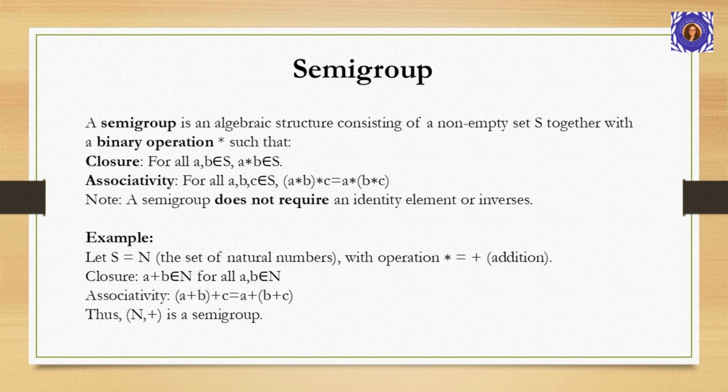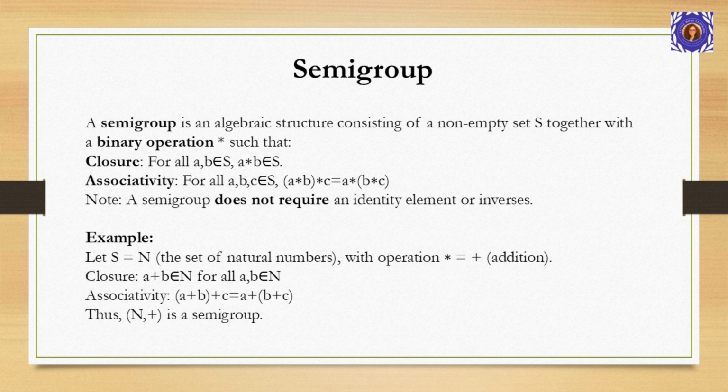First, closure. For all a, b belonging to S, a star b also belongs to S. This means that when we combine any two elements from our set using our operation, the result is still in the set. Second, associativity. For all a, b, c belonging to S, the expression a star b star c equals a star the quantity b star c. In other words, it doesn't matter how we group the operations, the result is the same. It's important to note that a semigroup does not require an identity element or inverses.